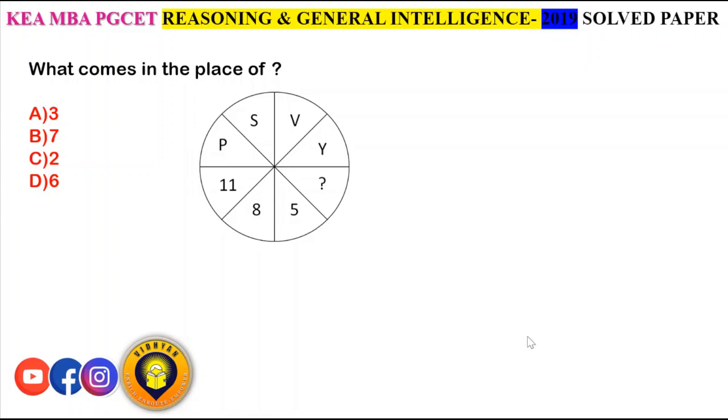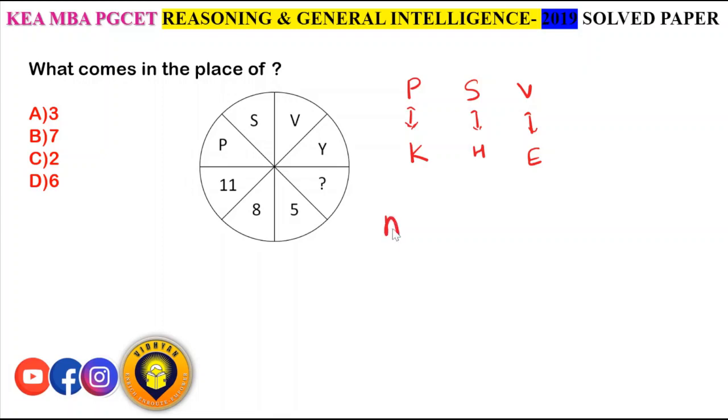What comes in the place of the question mark? If you observe here, see P, S, V, Y, and below it the numbers given are 5, 8, 11. So what is the relation you have to find between the numbers and the alphabets? Now suppose you know the opposite letters, then you could find the answer easily. That is, the opposite letter of P is K, the opposite letter of S is H, the opposite letter of V is E.